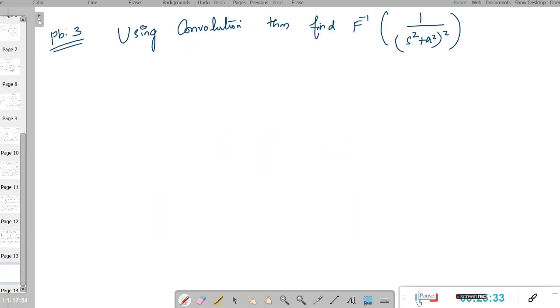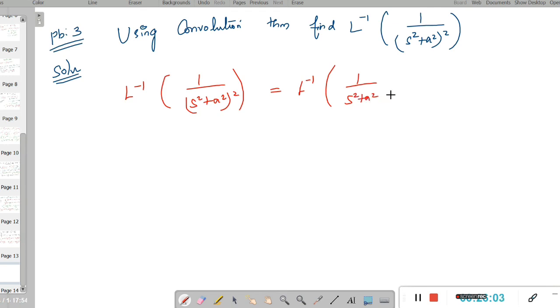Using the convolution theorem, find L inverse of 1 by (s square plus a square) whole square. So now I am going to take the given function (s square plus a square) whole square as L inverse of 1 by (s square plus a square) into 1 by (s square plus a square). Then only you can apply the L inverse formula separately.